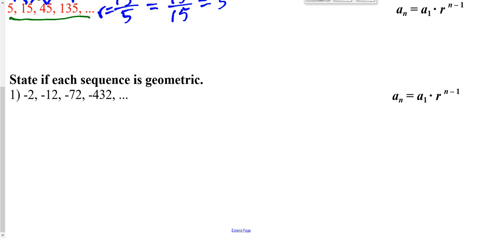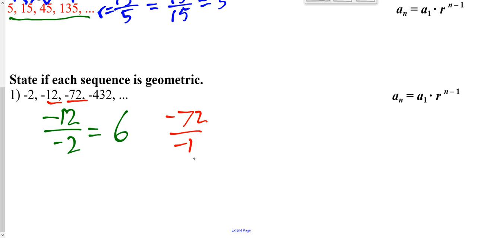So all we have to do to see if this is a geometric sequence is to take one term divided by the previous term. In this case, we would get 6. But we should check to see if that works for the other ones also. So take the negative 72 divided by the negative 12, you also get 6. So yes, it is geometric because we're multiplying by the same number each time, 6.